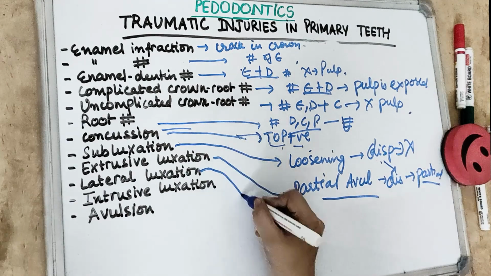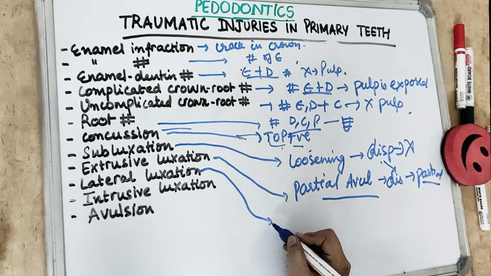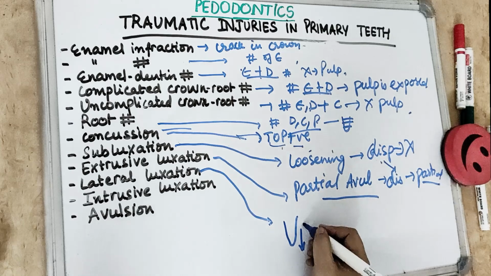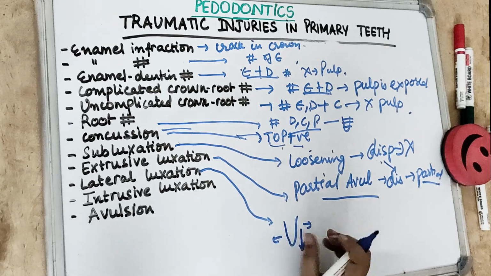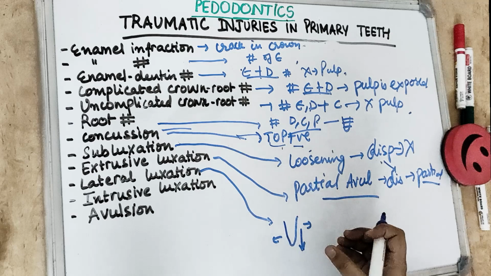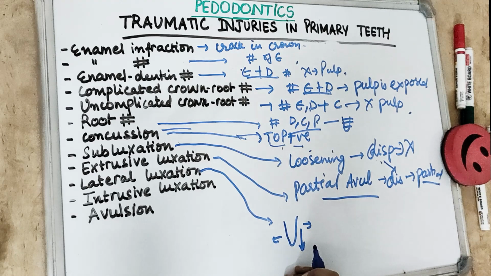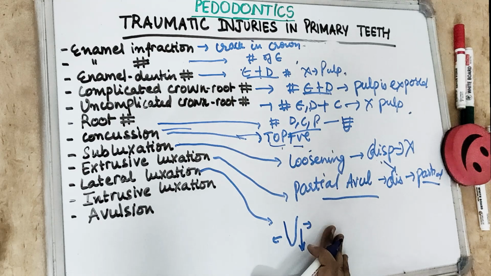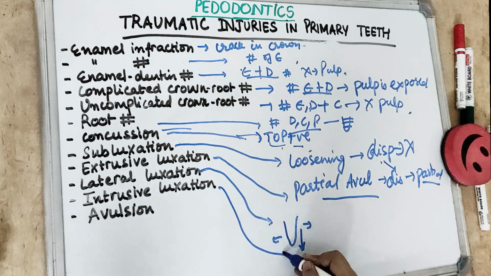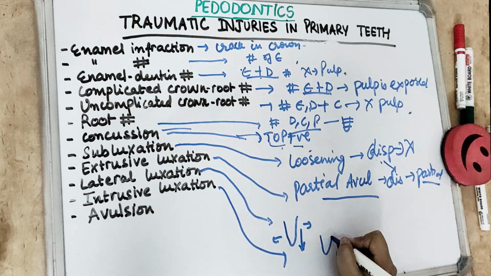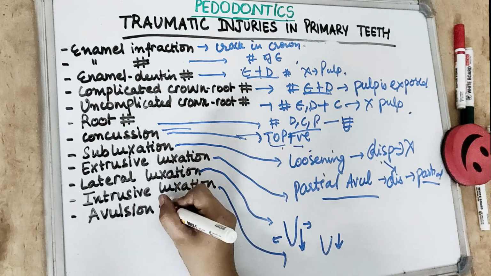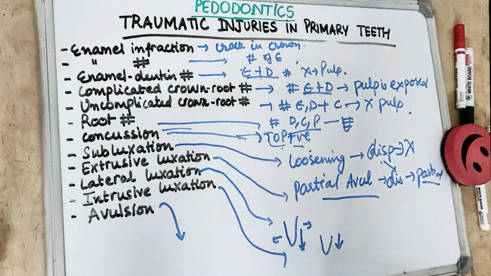Coming to the lateral luxation is when there is displacement but not in the apical direction. It is present in the lateral direction. So there is displacement other than the apical direction. So there is displacement or the fracture of the alveolar socket. Now coming to the intrusive luxation is when there is displacement present into the alveolar bone or fracture of the alveolar socket. Coming to the avulsion is when the tooth completely comes out of the socket.